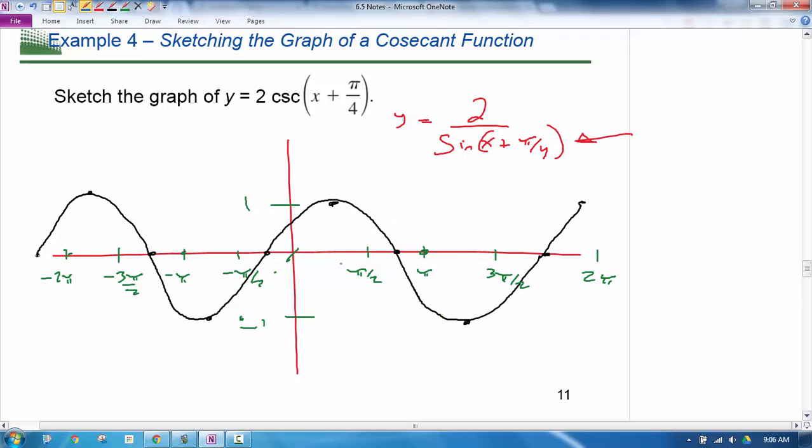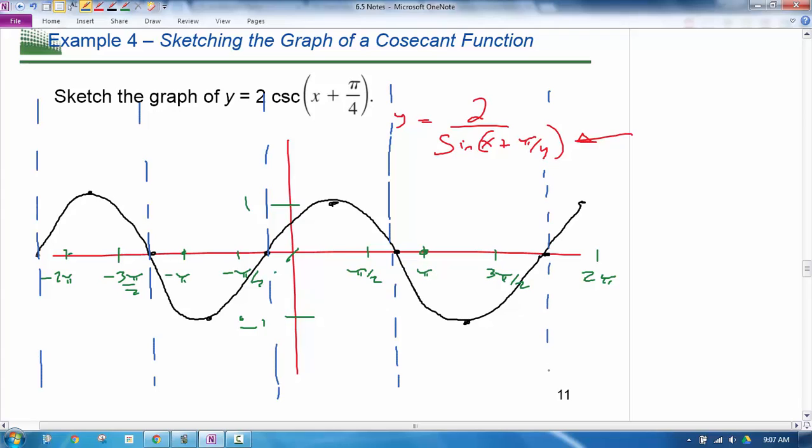Okay, once you have this graphed, it's easy to see whenever this is 0, those are going to be our asymptotes. I'm going to put an asymptote here. I'm going to put an asymptote here. I'm going to put an asymptote here, and so on, because we know that whenever this sine function in the bottom is 0, there's going to be an asymptote. And then from there, it's really easy to graph. You can just graph these branches, just like this. I think that's the easiest way to graph it.